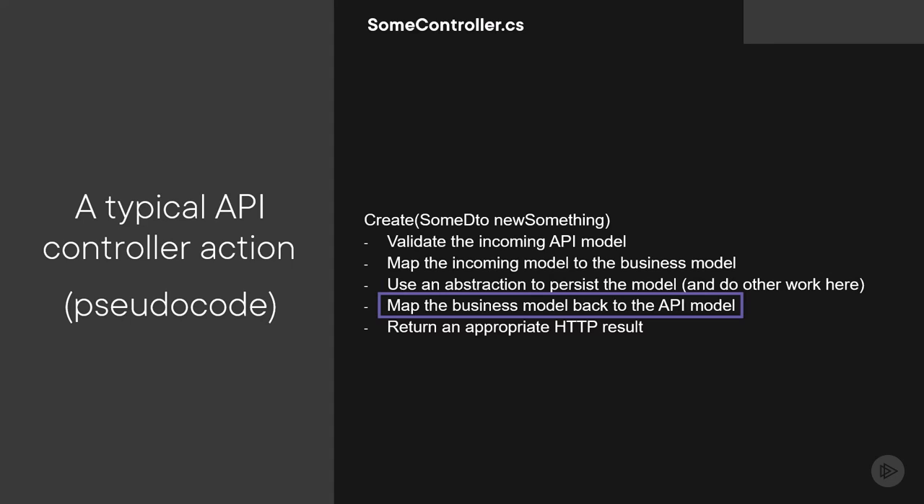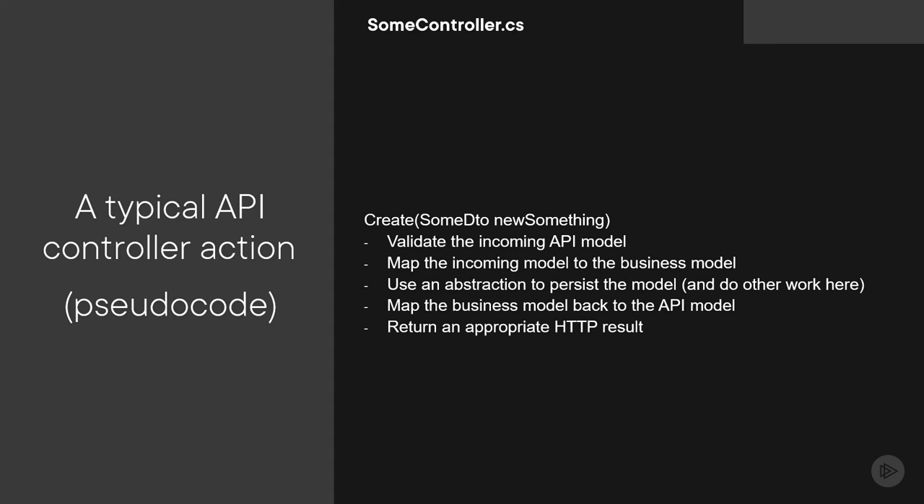Once the work is complete, the business model must be mapped back to some API model, assuming that something's being returned and we're not just returning a 204 No Content. And finally, an appropriate result must be created and returned.